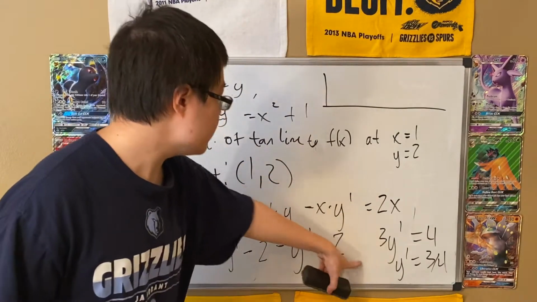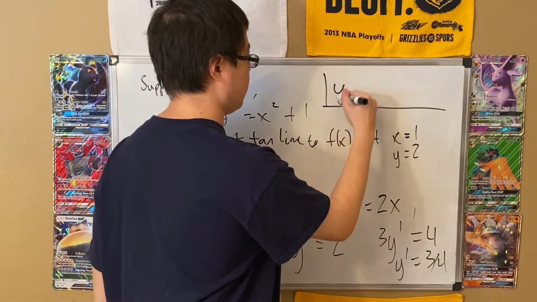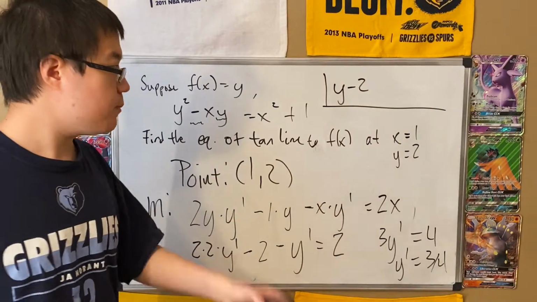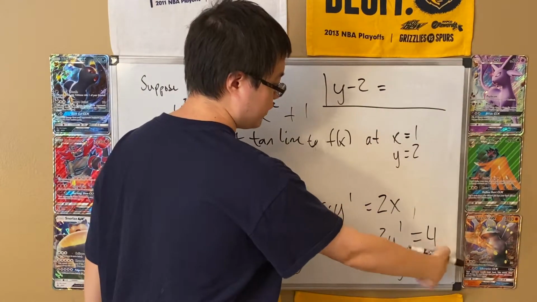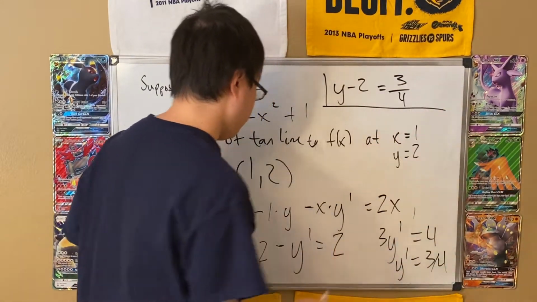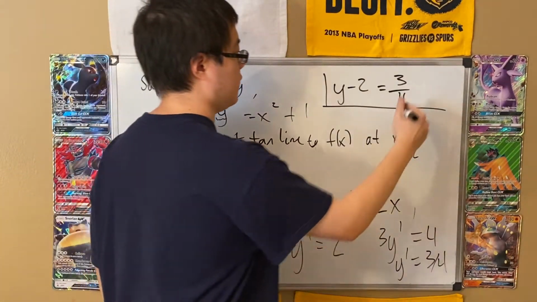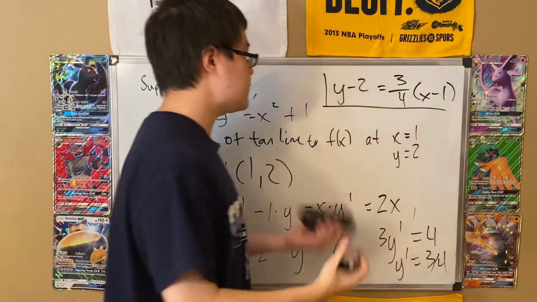It's going to be y minus the y coordinate, so it's going to be y minus 2 equals the slope, which we found to be 3/4, and then it's going to be x minus 1, x minus the x coordinate. And that's all it is.